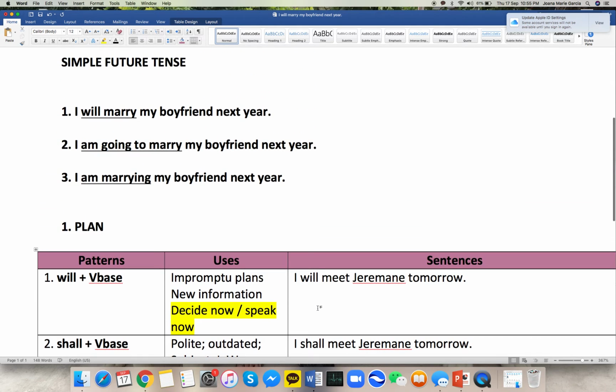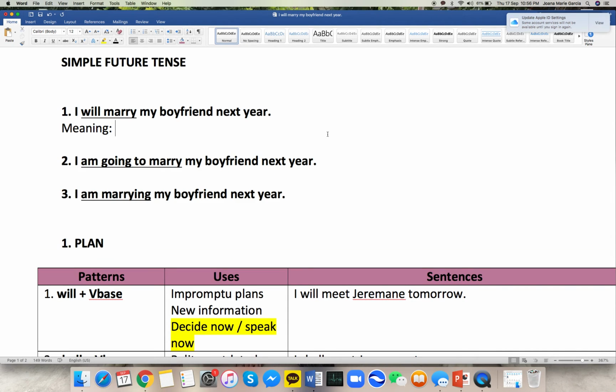Now let's go back to our sentences. This is actually very interesting. For example, if someone asks me, oh, Teacher Joanna, when is your plan to marry your boyfriend? If I say I will marry my boyfriend next year, the meaning is that this is impromptu. I haven't thought about it. When the person asks me, that is the time that I think about it. So I had no plan about it before. But when I think about it, I say, okay, next year then.